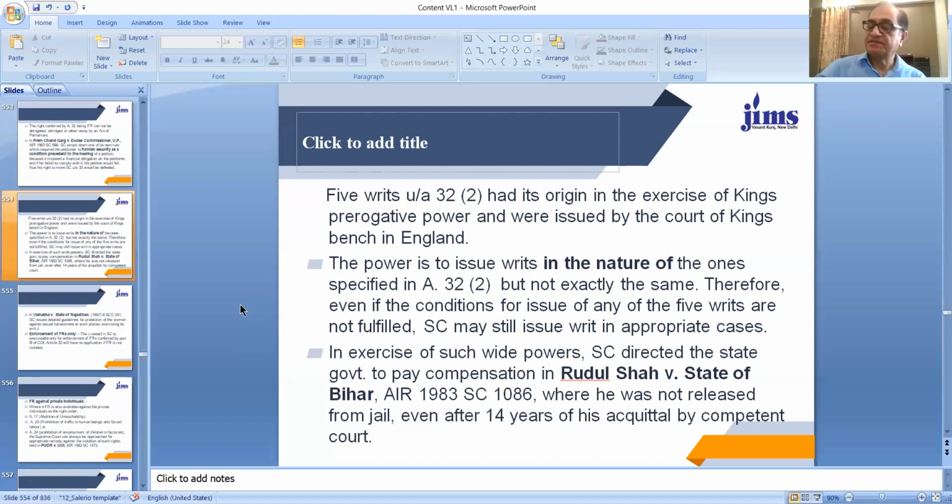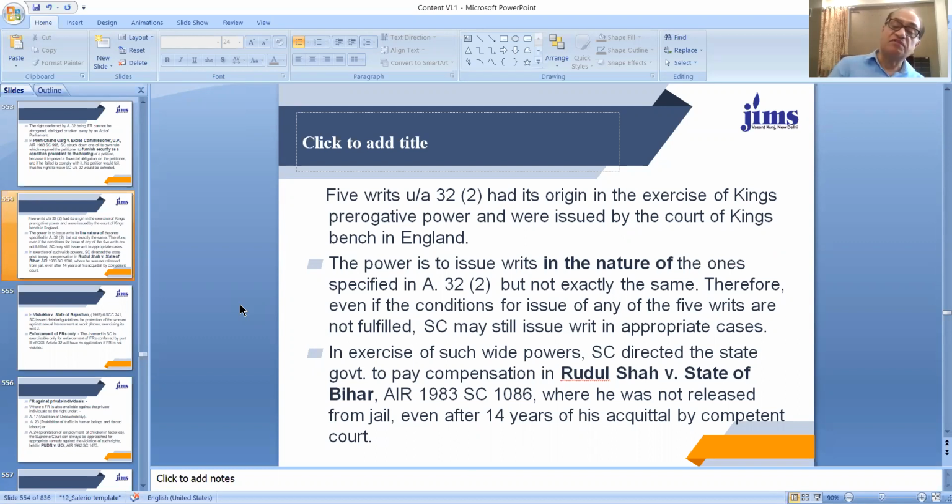What happened in this case? Mr. Rudul Shah was not released from jail even after 14 years of his acquittal by the competent court of law. After acquittal, the release order was sent to the jailer, but he was not released for a long 14 years. The Supreme Court, in a writ of habeas corpus, released Rudul Shah from Bihar jail, but also directed the state government to pay a compensation of 30,000 rupees to Rudul Shah.